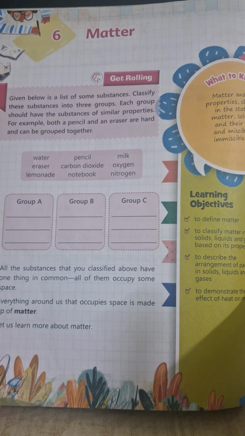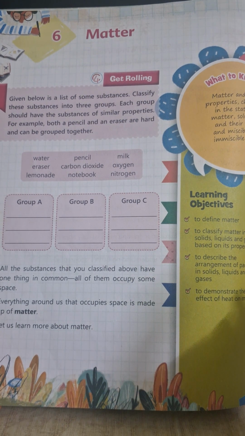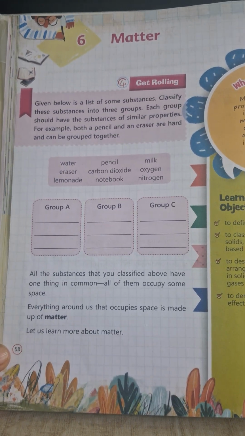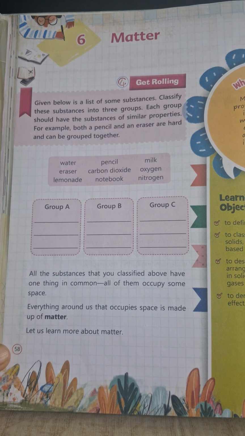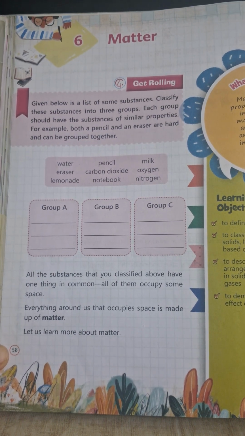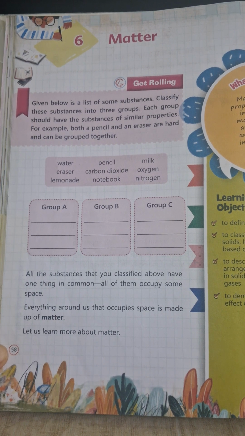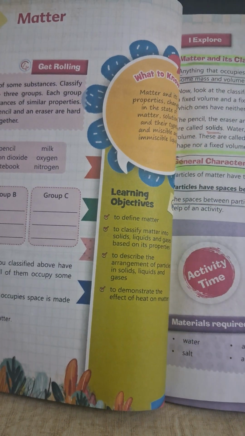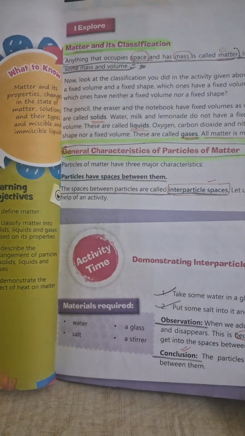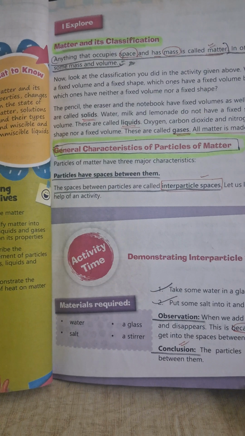Everything we see around us, books, pencils, copies, your blackboard. Everything around us that occupies space and has mass is called matter. A general way we say it is that everything we can see is matter. But there is a scientific definition for it: anything that occupies space and has mass is called matter.